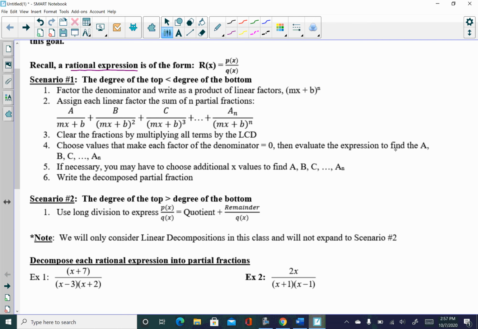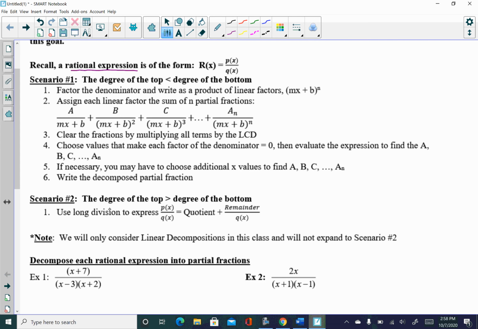And then, sometimes you might have to choose an additional value for x to find your A, B, or C, but you won't see that here in this set of notes. And ultimately, you'll write your final answer as a decomposed partial fraction. And all of this will make sense as we move into these examples here.